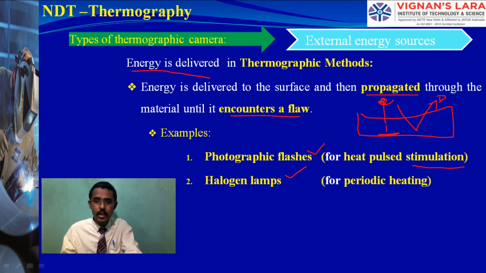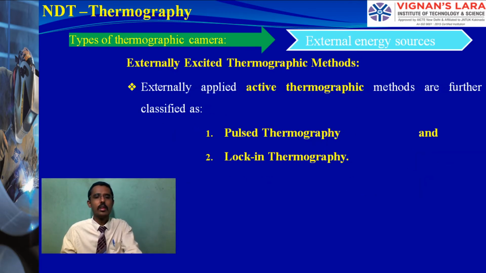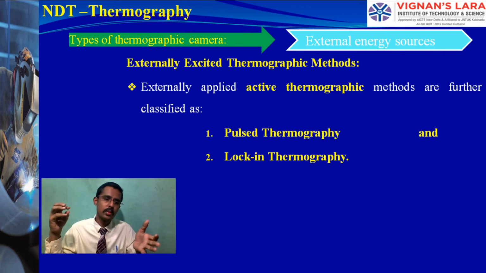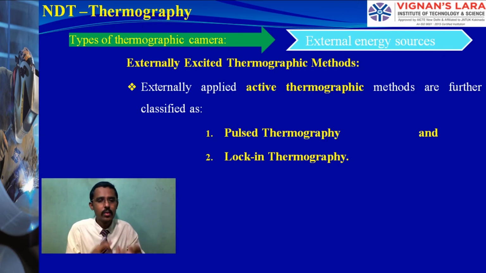For that only it is mentioned as periodic heating. So it is a pulsed heating method, and this is a periodic heating method. Pulsed heating method is nothing but a photographic flash, and the second one, halogen, is for the periodic heating process. Now the source of energy is okay. We are releasing a flashlight which is going to fall on the specimen, travel through it, encounter the flaw and come back.